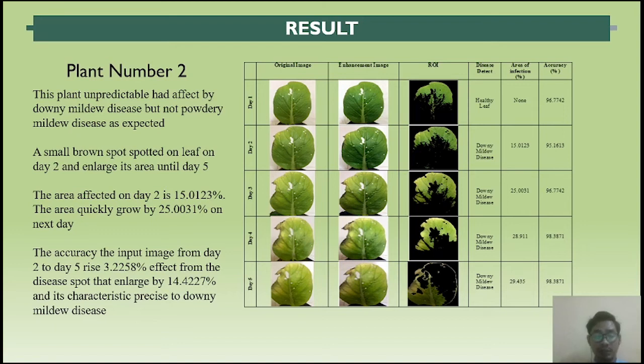The accuracy, for the input image from day 2 to day 5, rises 3.2258%. The effect from the disease spot enlarged by 14% and its characteristics are precise to the downy mildew disease.